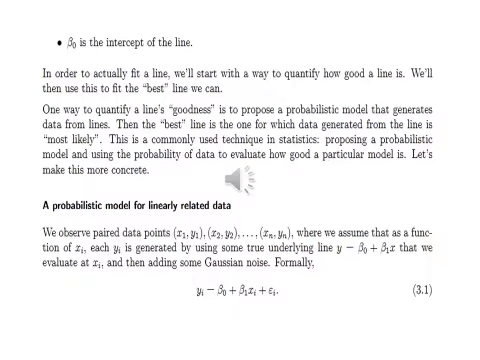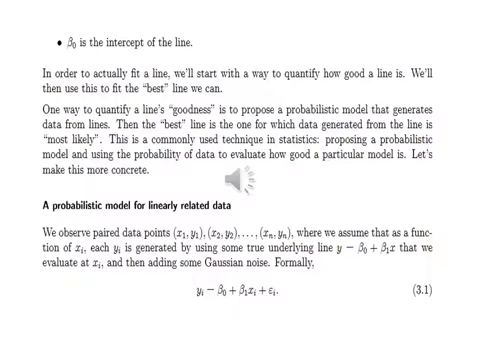In order to actually fit a line, we will start with a way to quantify how good a line is. We will then use this to fit the best line we can. One way to quantify a line's goodness is to propose a probabilistic model that generates data from lines. Then the best line is the one for which data generated from the line is most likely. This is a commonly used technique in statistics: proposing a probabilistic model and using the probability of the data to evaluate how good a particular model is. Let's make this more concrete.